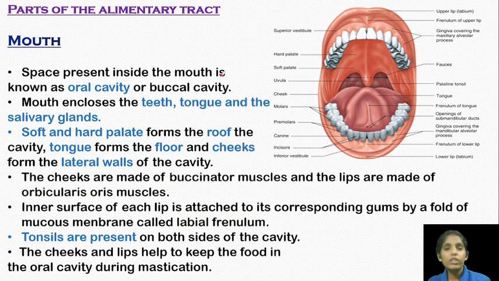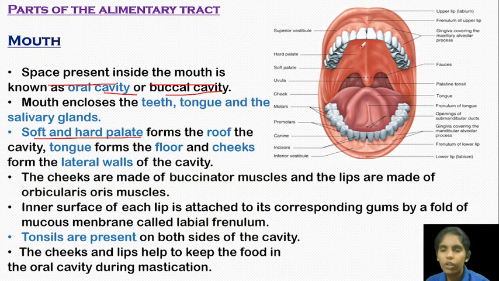Now let us discuss in detail about each part of the alimentary canal. Let us start with the mouth. The space present inside the mouth is known as the oral cavity or the buccal cavity. Now the mouth encloses different parts: the teeth, the tongue, the salivary glands and also the tonsils. The soft and hard palate will form the roof of the mouth.